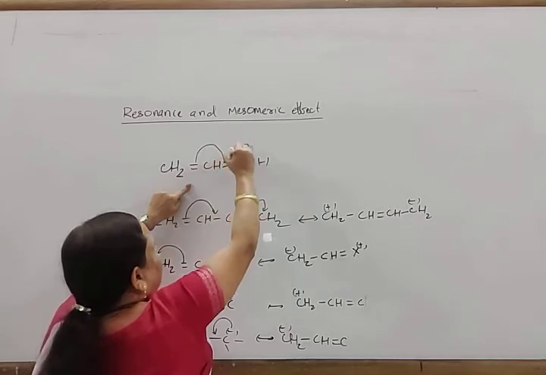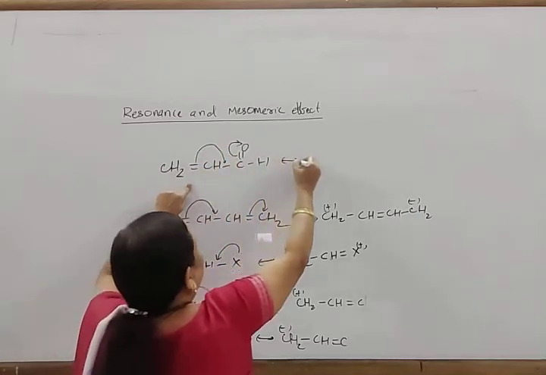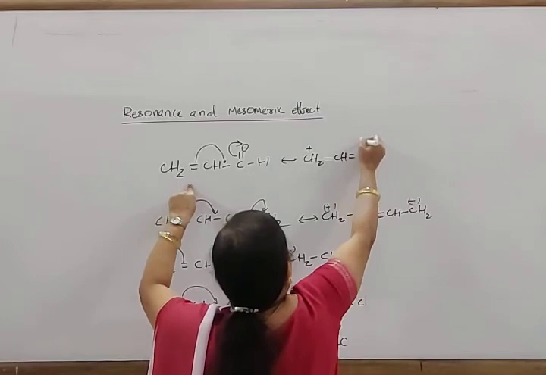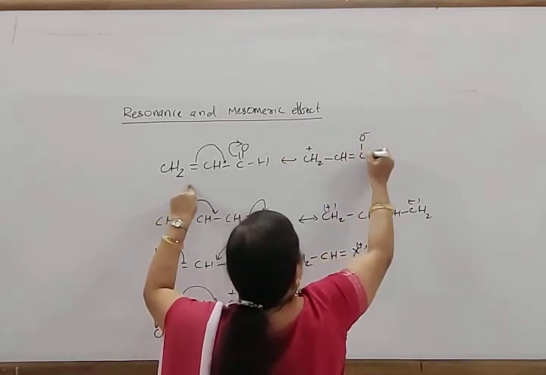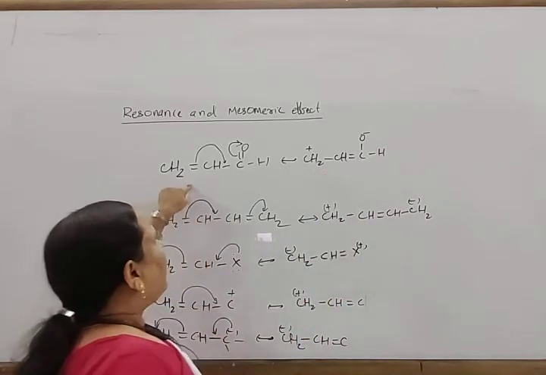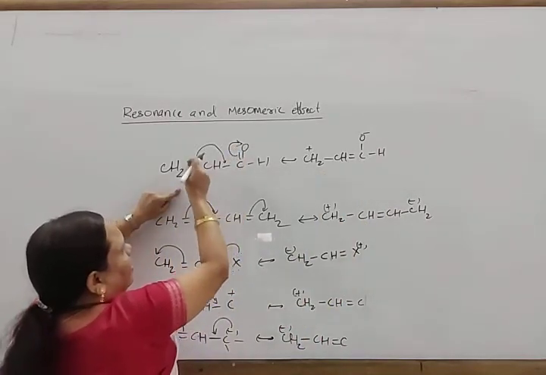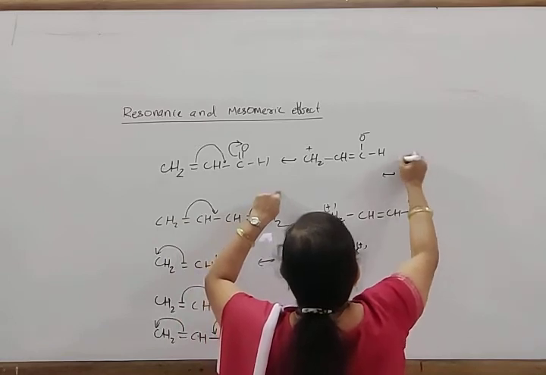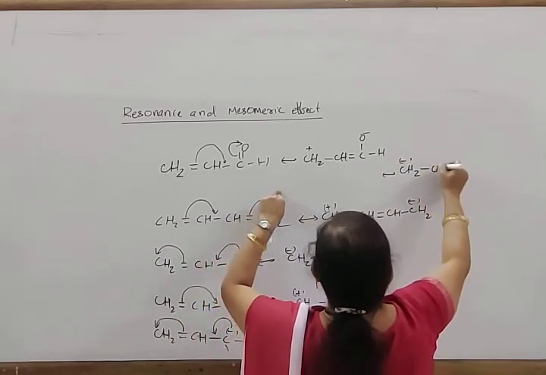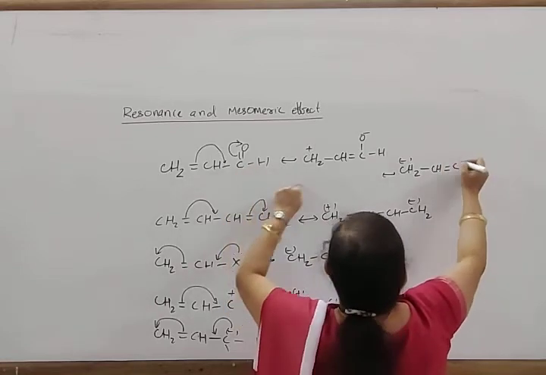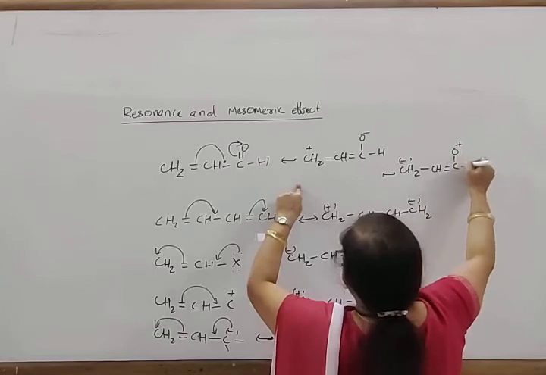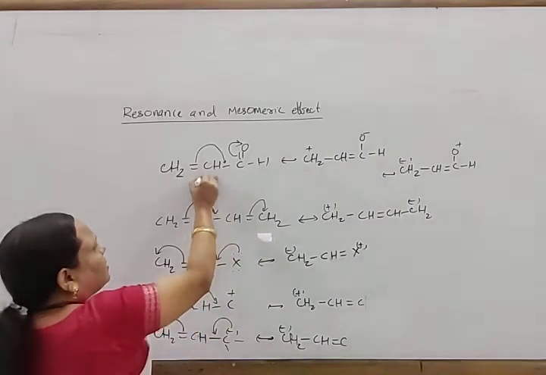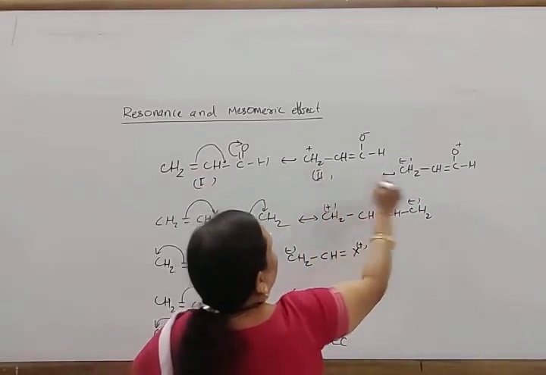Look here, this comes here and this comes here. In this way, we can write CH2 plus, CH double bond C, and here O minus and here H. This is another structure, and another one is also possible. If this comes here and this one comes here, then another resonance structure is possible, that is CH2 minus, then CH, then double bond C, here O plus and H. The atoms have the same position, only the electron pairs change their position. So different resonance structures can be written like this: 1, 2 and 3.